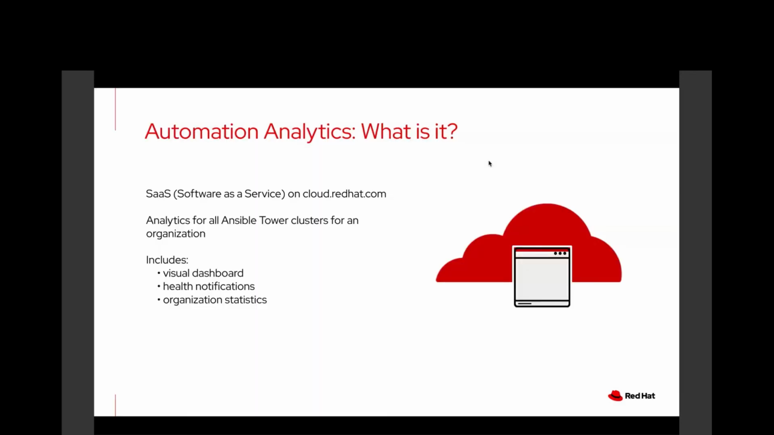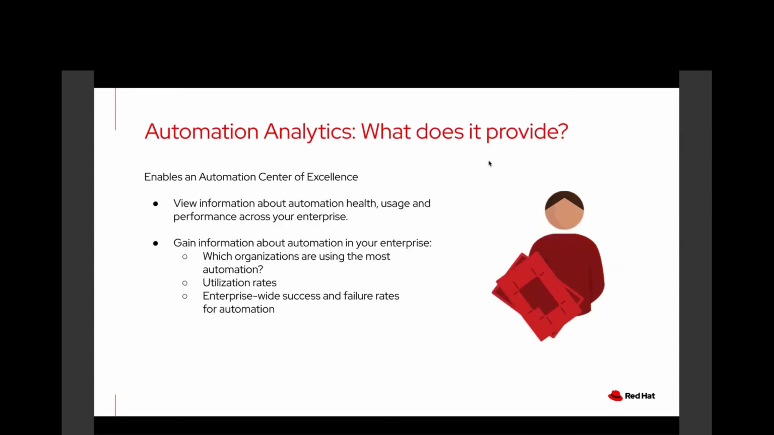So what is automation analytics? It's software as a service, hosted on cloud.redhat.com. It includes a visual dashboard, health notification, and organizational statistics. What we are aiming for is creating an automation center of excellence. The persona for someone using automation analytics is someone looking at holistic automation across the enterprise. It's probably not interesting to an individual automator, like a network administrator or a system administrator. It's interesting to automation holistically for the enterprise.